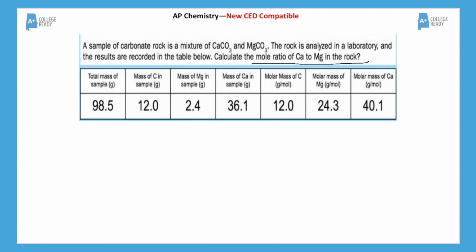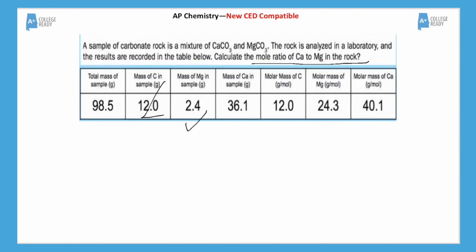We have the total mass of the sample, so that's everything together. We have the mass of carbon in the sample. And I'm thinking, do I even need to know the mass of carbon in the sample? They haven't asked me anything about carbon, so I'm not going to need to worry about that. I've got the mass of magnesium in the sample. Do I need to know that? Yes, that is going to be important because it's asking for a mole ratio. I can easily change that mass of magnesium to moles.